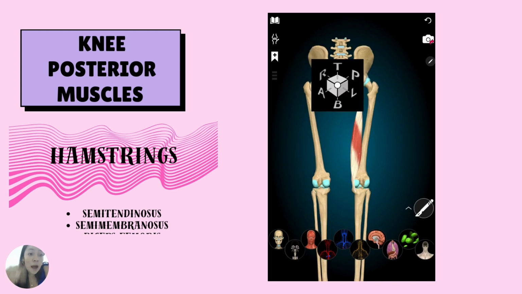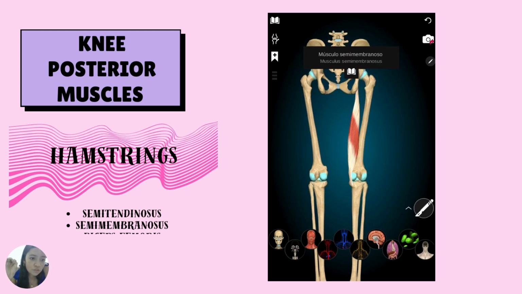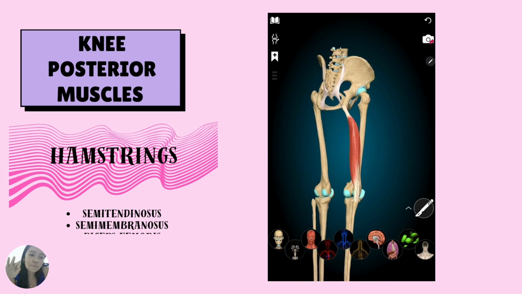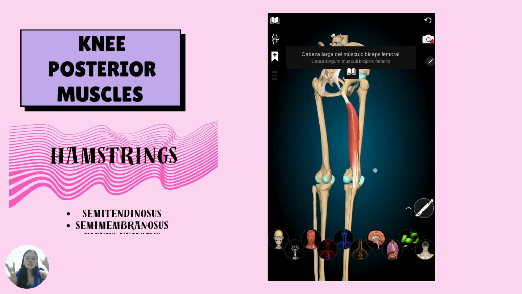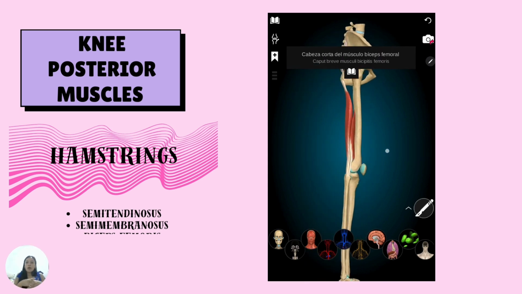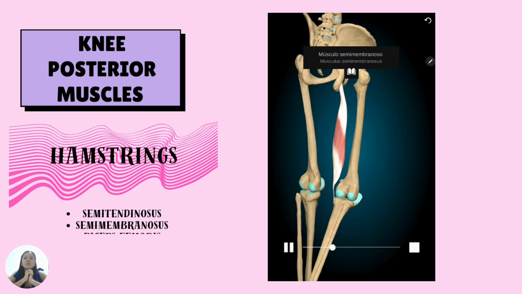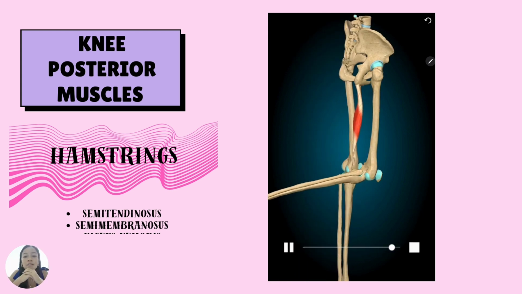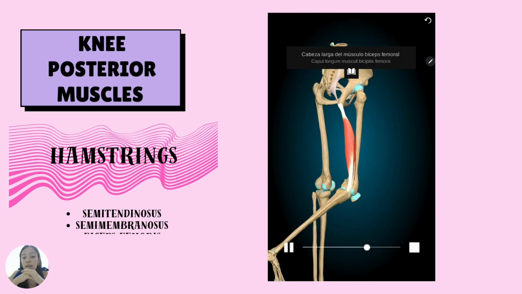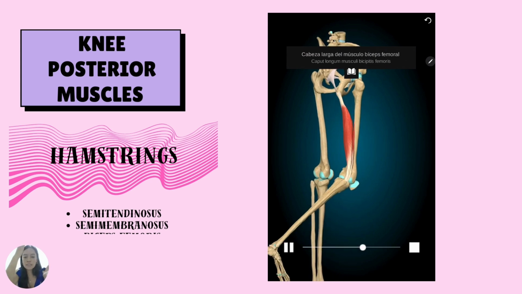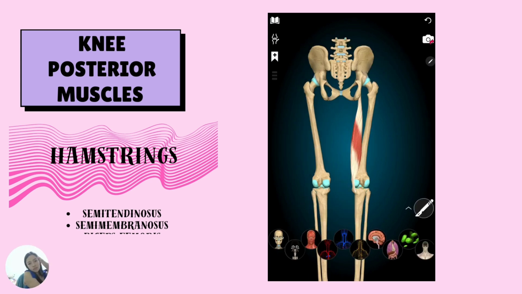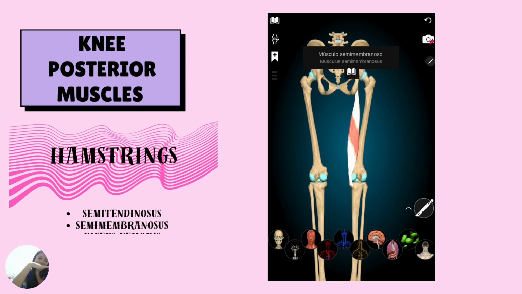Then we have the hamstrings, which are the semitendinosus, semimembranosus, and the biceps femoris. These muscles originate from the back of the thigh and cross the knee joint, helping the knee flexion and also the hip extension, like we can see in these videos. Extension and flexion. Flexion, like this, and extension like this.